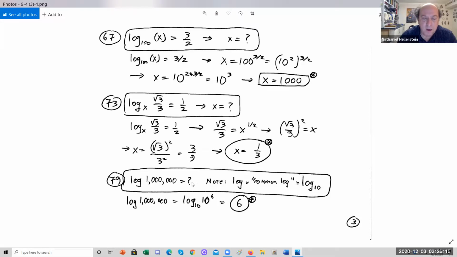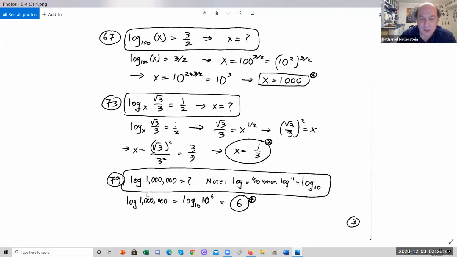Log of a million is what? Now, this log with no subscript is called the common logarithm, or log base 10. In a bit, we'll talk about it. That's a fairly, shall we say, popular logarithm. It's sort of the first one that was produced. If we have a chance, I'll show you my slide rules, which are based on logarithms, but maybe that will wait till next time.